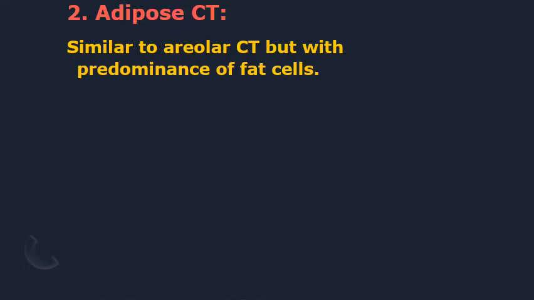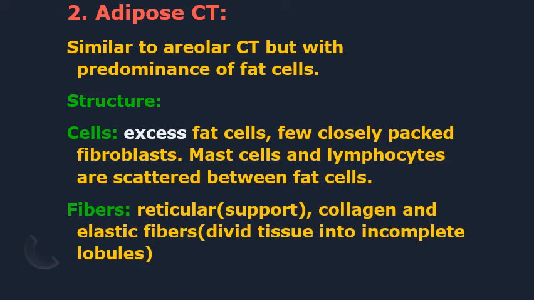Adipose connective tissue: the predominating cell is the adipocyte, and here we are going to talk about two types of fat cell, unilocular adipose connective tissue and multilocular adipose connective tissue. The adipose is similar to the loose, but the fat cells are predominating. The fat cells are closely packed. Mast cells, lymphocytes, and fibroblasts are scattered between the fat cells. Reticular collagen fibers and elastic fibers divide the adipose connective tissue into lobes and incomplete lobules.